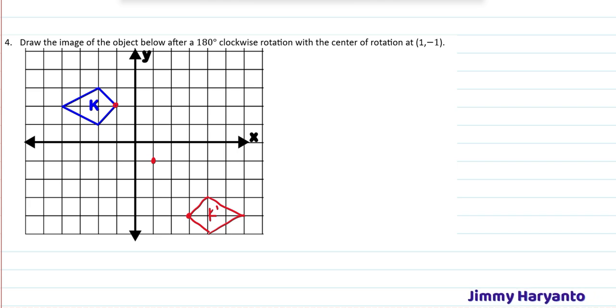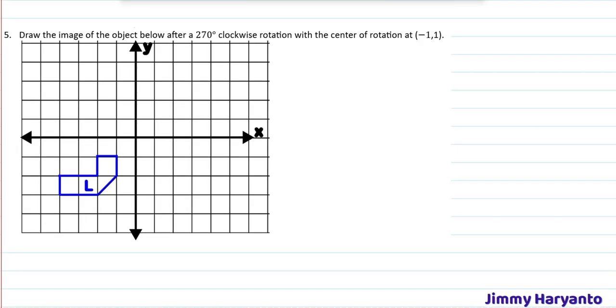As we can see, 180 degree clockwise and 180 degree counterclockwise will give us the same angle. Yeah, will give us the same length also. That means the image will be also the same.